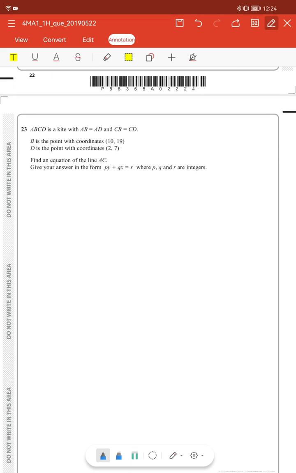So it says ABCD is a kite where AB equals AD and CB equals CD. So if we have ABCD, let's see which ones are the same. So AB and AD are the same, and CD and BC are the same. B is a point with the coordinates (10, 19), and D has the coordinates (2, 7). Find an equation of the line AC.